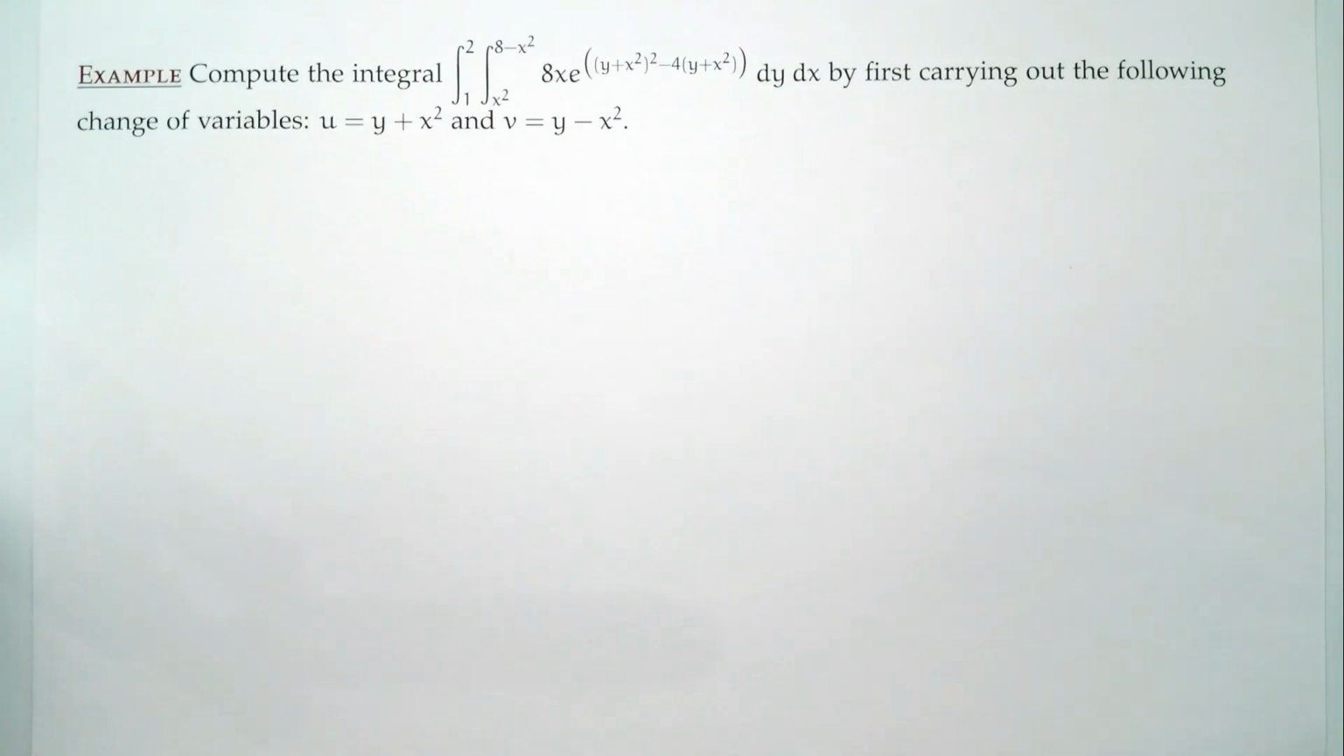Let's do an example for UV substitution. So a perennial, challenging type of problem. Compute the integral 1 to 2, x squared to 8 minus x squared, of 8x e to the power y plus x squared, squared, minus 4 times y plus x squared, dy dx by changing the variables.